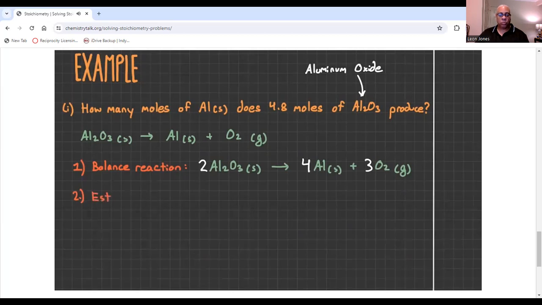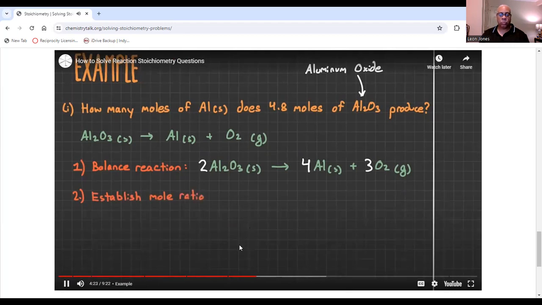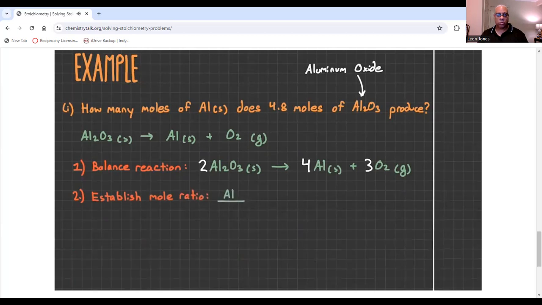Once we've done that, the next step is to establish the mole ratio that we need. Our question is asking us to convert aluminum oxide to aluminum solid. So we'll put aluminum at the top of our fraction and aluminum oxide on the bottom. Looking at our balanced reaction, we can see that the stoichiometric coefficient in front of solid aluminum is a 4, and the coefficient in front of aluminum oxide is a 2. We don't have to, but we can simplify this ratio down to 2 over 1. For every mole of aluminum oxide we use, there will be 2 moles of aluminum solid produced.